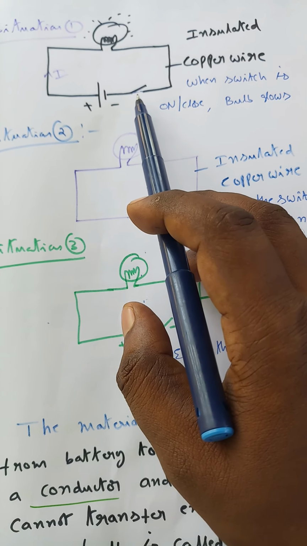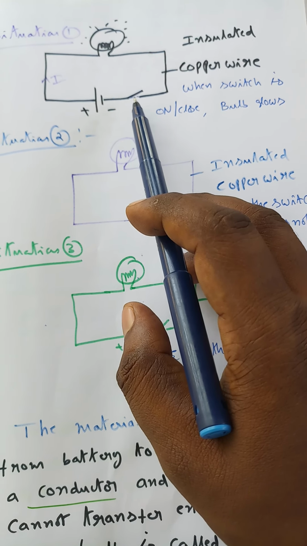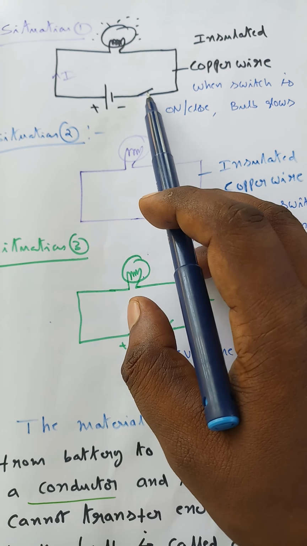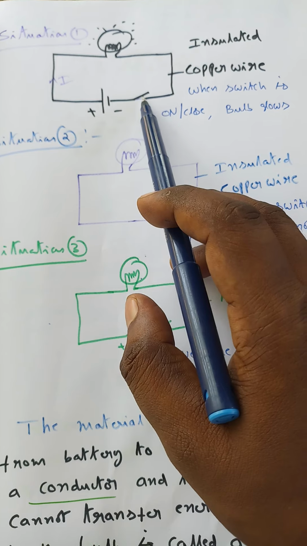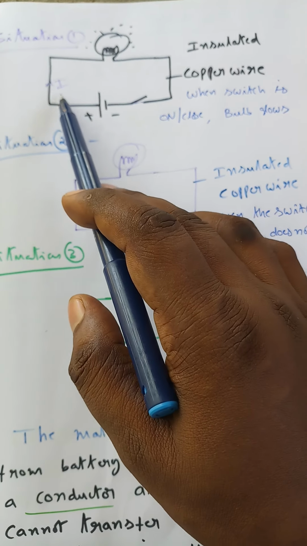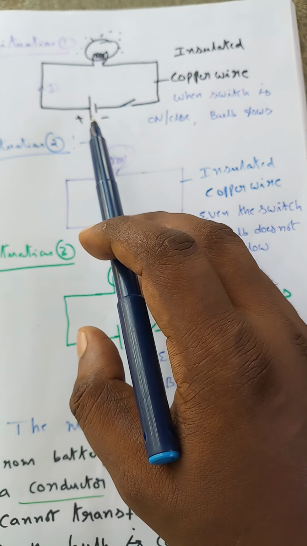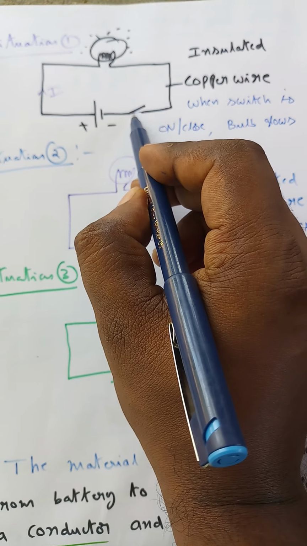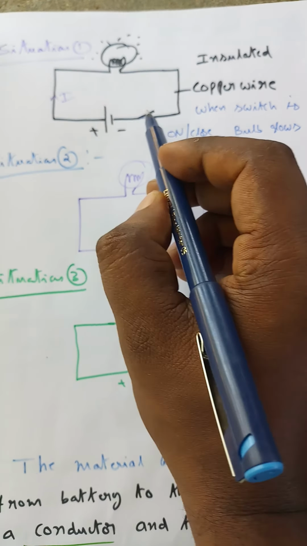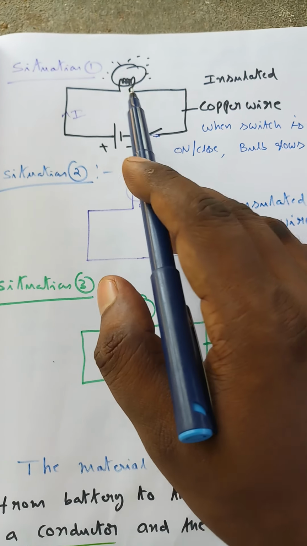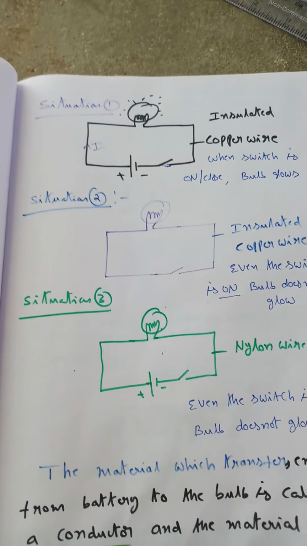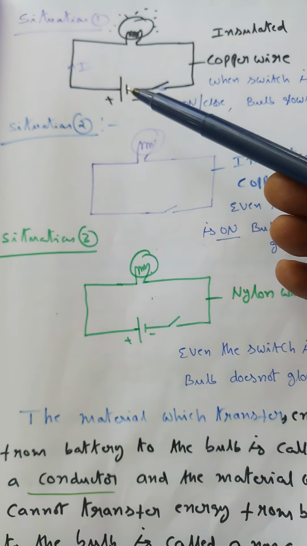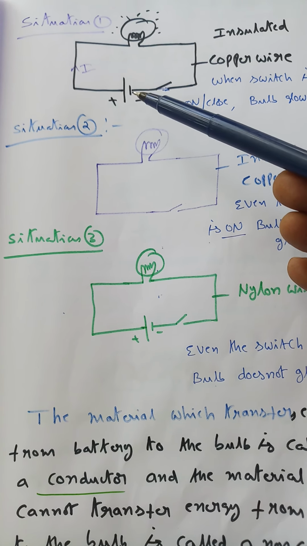When you off the switch, or open the circuit, both are same. When you off the switch, the circuit becomes open, then current does not flow in the circuit. When you on the switch, means the circuit becomes closed, then current flows in the circuit, the bulb glows. See here, this is one situation. So here battery is a source of power.